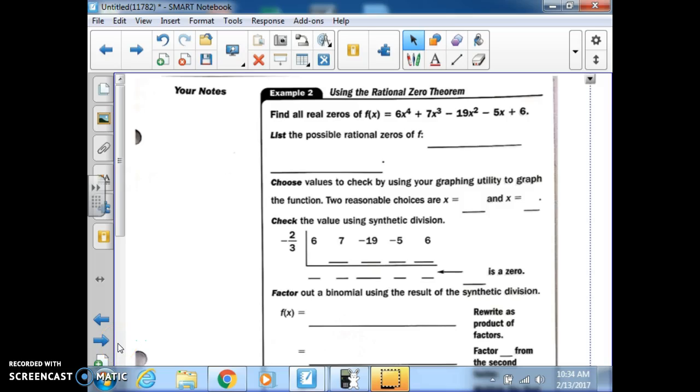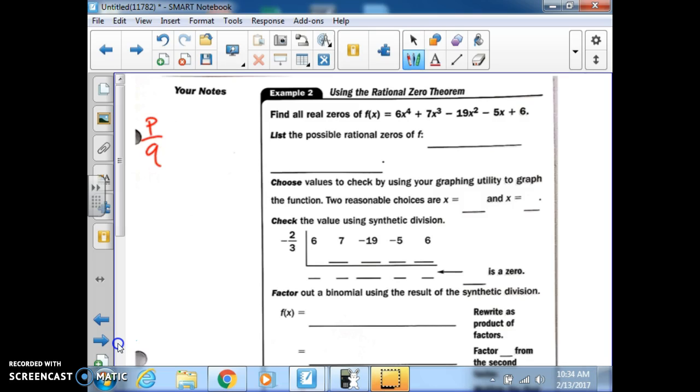All right, example 2, using the rational zero theorem. So we want to find all real zeros of f of x equals 6x to the fourth plus 7x cubed minus 19x squared minus 5x plus 6. So to list all the possible rational zeros, we have to do the p over q again.